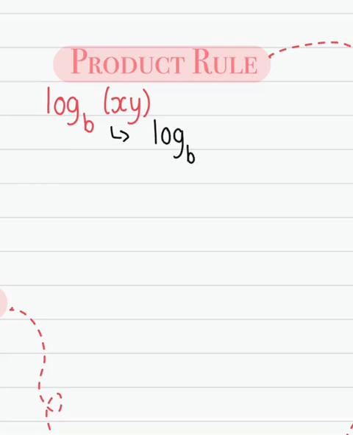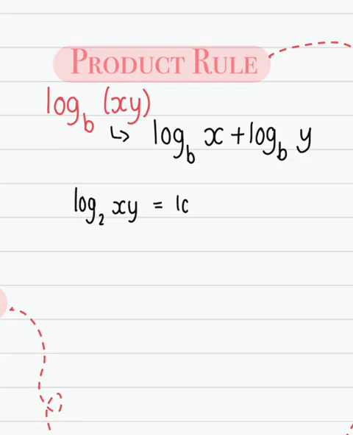Now for the product rule, you'll be given something along the following lines: log of a specific base of x and y being multiplied together. What this changes into is log of the same base of x plus the log of that base y. So let's say, for example, I gave you log 2 of xy. You would have provided me with log 2 of x plus log 2 of y.